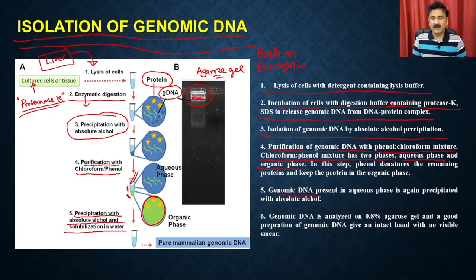So the genomic DNA present in the aqueous phase is again precipitated with the absolute alcohol, and the genomic DNA is analyzed on a 0.8% agarose gel, and a good preparation of genomic DNA gives an intact band with no visible smear. Now, once you have isolated the genomic DNA, you can do many things. As I said, you can do the annealing temperature curve, you can do the GC versus AT ratio calculations, you can even determine the sequence of the bases.